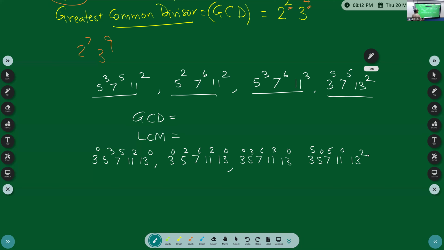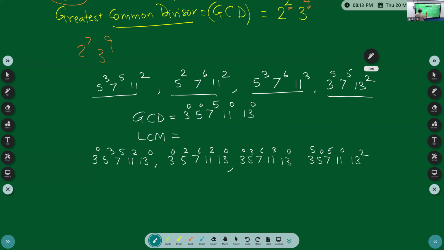So GCD is equal to 3, 5, 7, 11, 13, the smallest amongst all of them. Index of 3: 0. Index of 5: 2, 3, 0. Index of 7: 5, 6, 6, 5. 11: 2, 2, 3, 0. 13: 0, 0, 0, 2. This is GCD. So 7 raised to 5 is GCD.